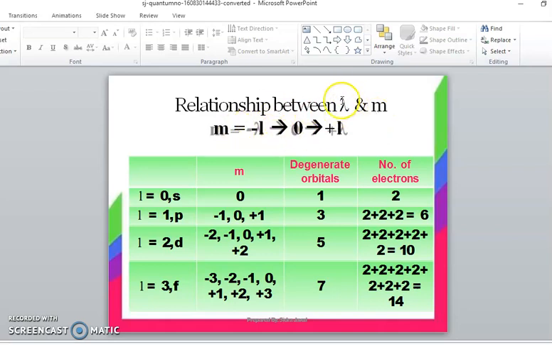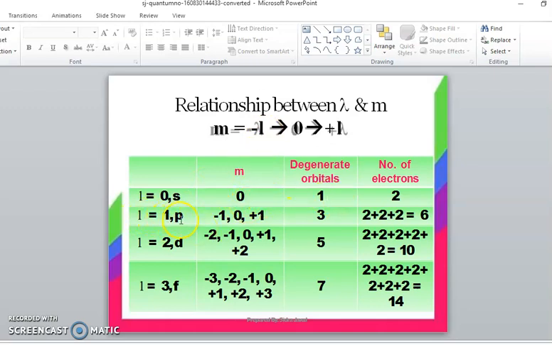Here lambda is by mistake given, it is L, that is the azimuthal quantum number only. So each main level can have m equal to minus L through 0 to plus L value. That means for L equal to 0, that is the S orbital, we have the m value of 0, so only one value, there is one degenerate orbital.